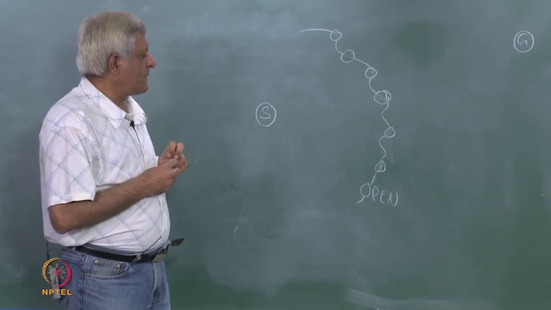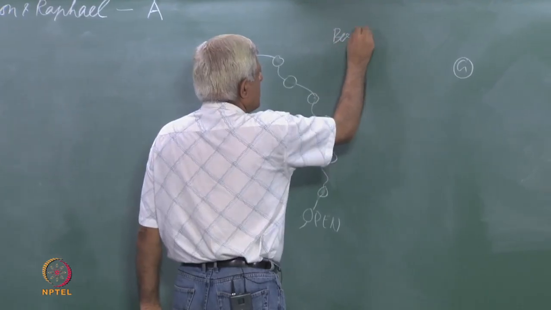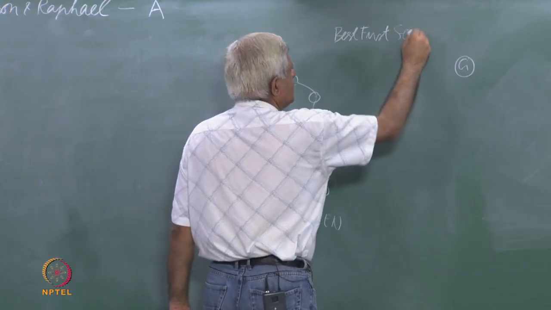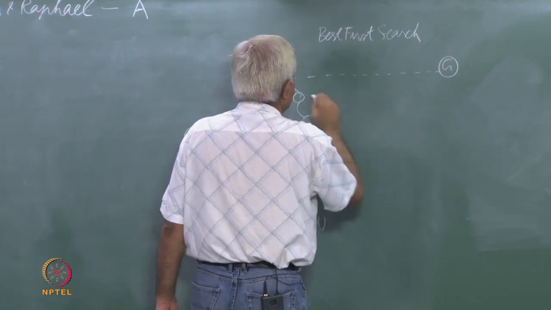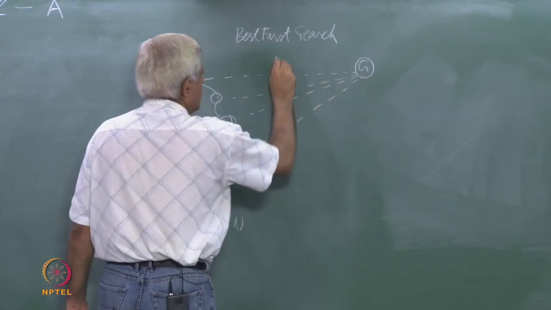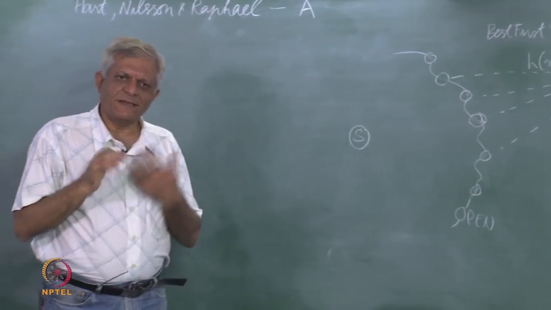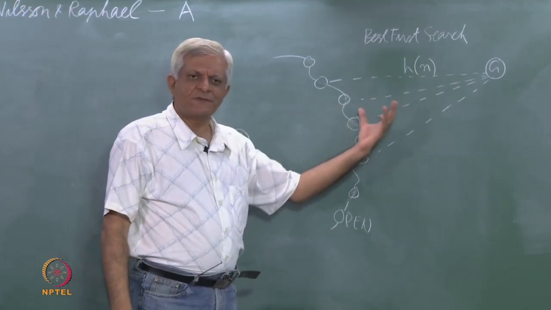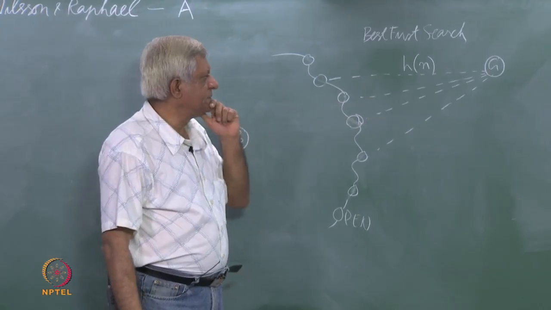Now, we saw that best first search used a function which estimated the distance of every node to the goal node, and we call that function h of n. And best first search basically maintained a priority queue on the heuristic value and always picked the node which appeared to be closest to the goal, in the hope of finding the solution faster essentially.